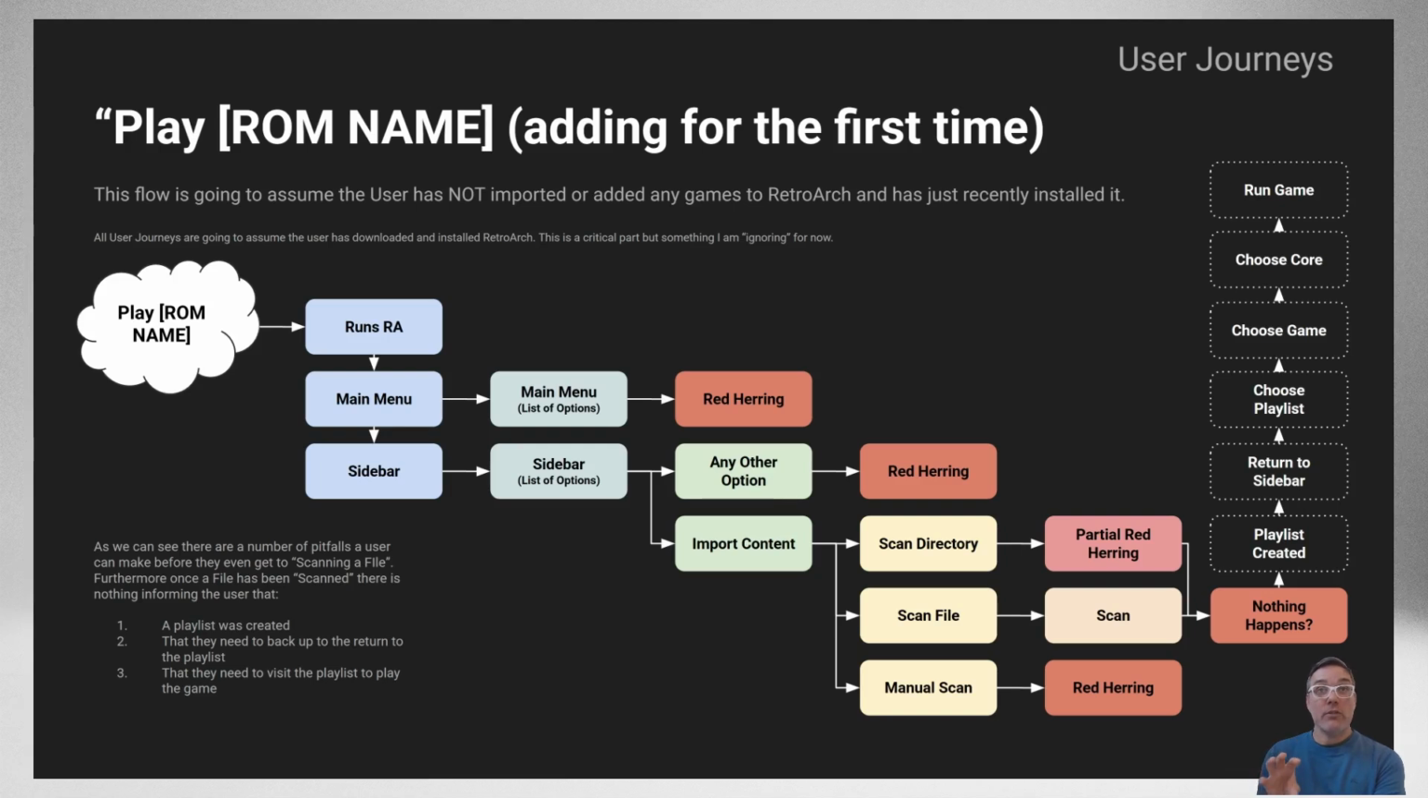But this is assuming after the user has successfully installed RetroArch, their first potential choice or task that they want to accomplish is, I want to play a particular game, right? And so that's the thought bubble here. And then the first thing that they have to do is run RetroArch. So they double click on RetroArch or they launch it from whatever launcher. And that brings them to their main menu.